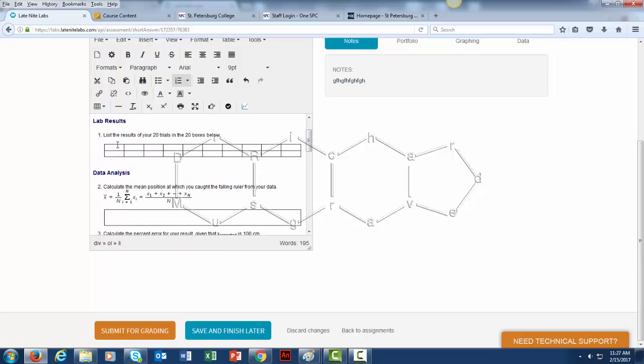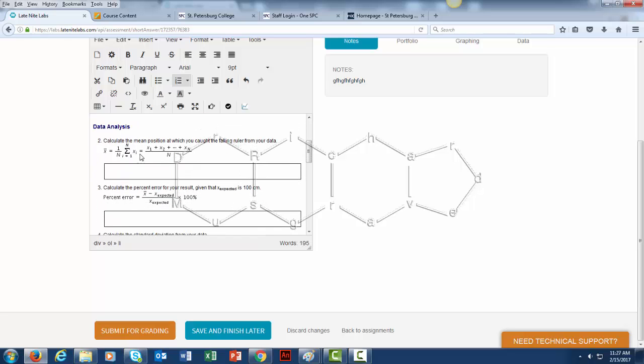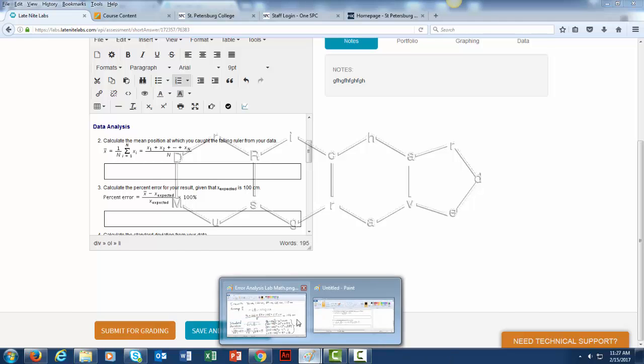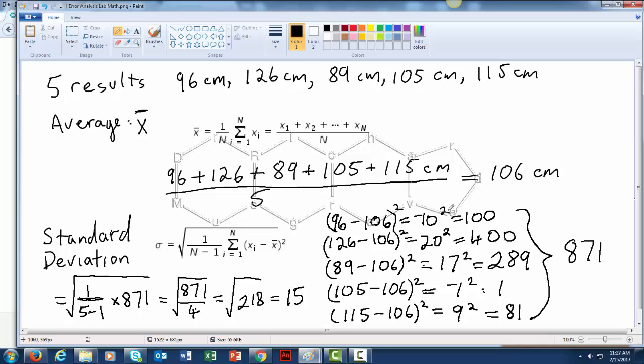So you'll list the results and you'll put them in these boxes below here. Make sure you use the centimeter unit on each one, and then you can do the data analysis, which means you have to do a little bit of math. Now the math is not that bad. I've got an example here of how to handle the average, for example. Now I know it looks complicated, but this business here, all it means is add everything together.